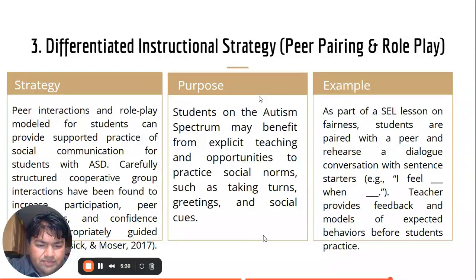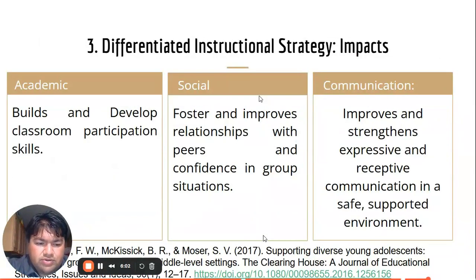Lastly, number three, we have peer pairing role play, a differentiated instructional strategy. It uses structured peer interaction and role play in a lesson on fairness. For example, students can use sentence starters to practice conversations. This supports their ability to connect socially and build expressive language in a supported environment. Research by Miller, McKinsey, and Moser 2017 shows that guided peer reading practice improves confidence and communication in inclusive classrooms. Here is the third strategy, with its impact on academic, social, and communication.